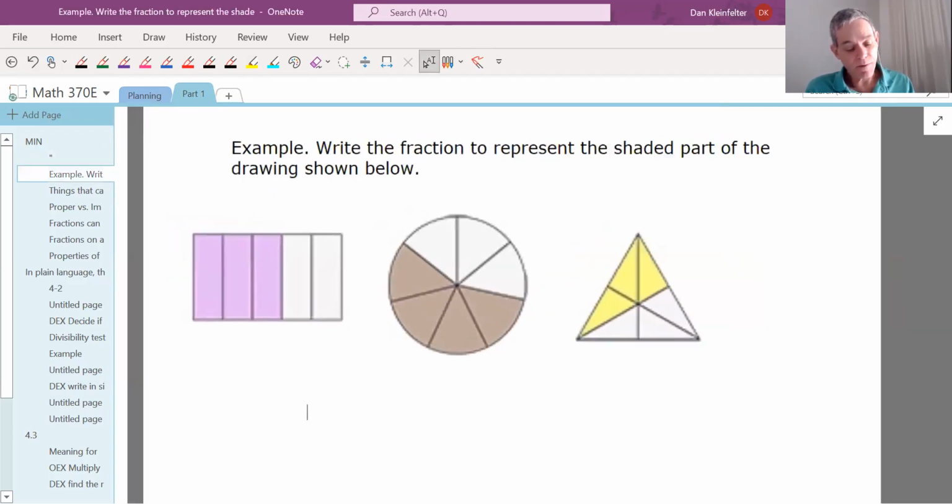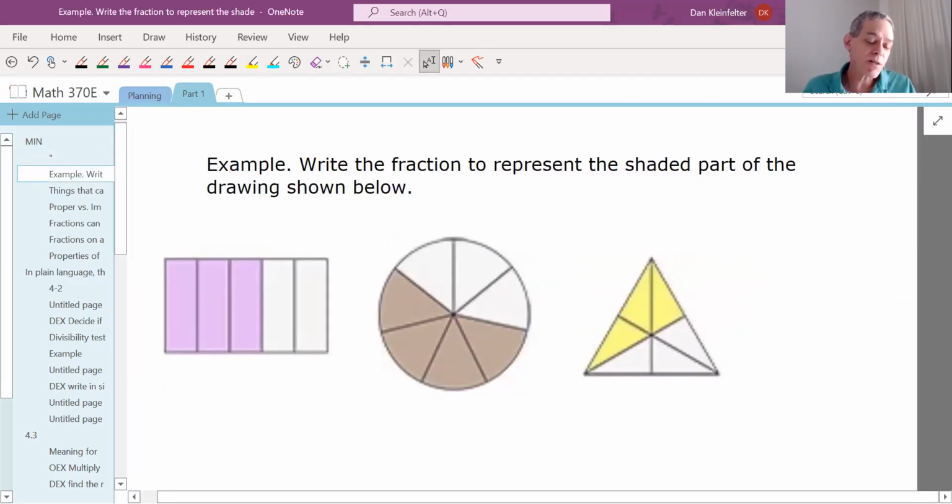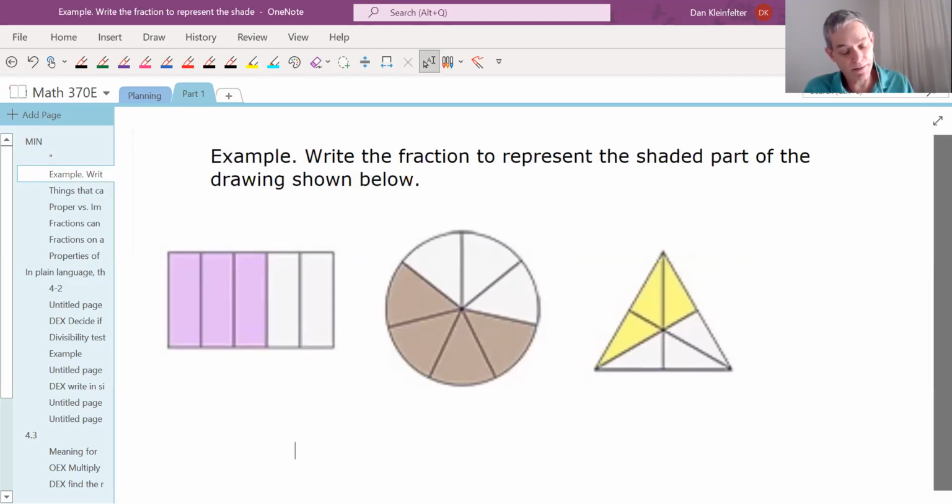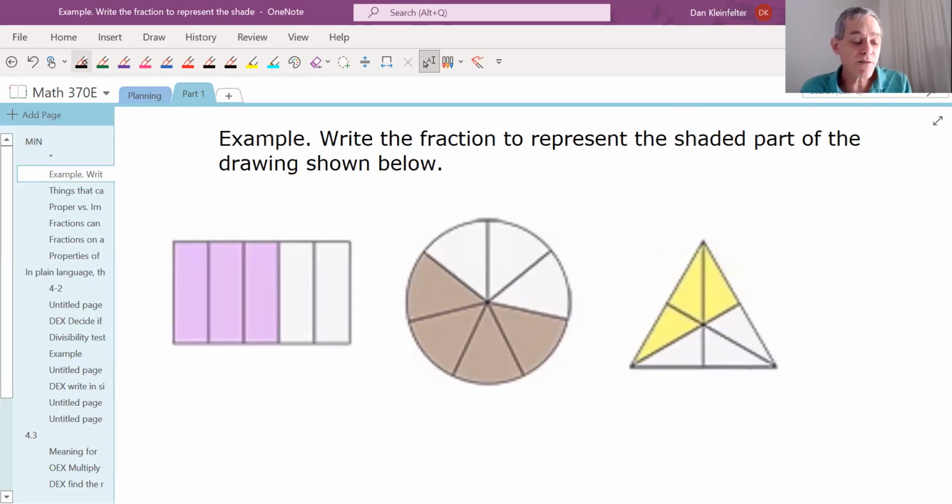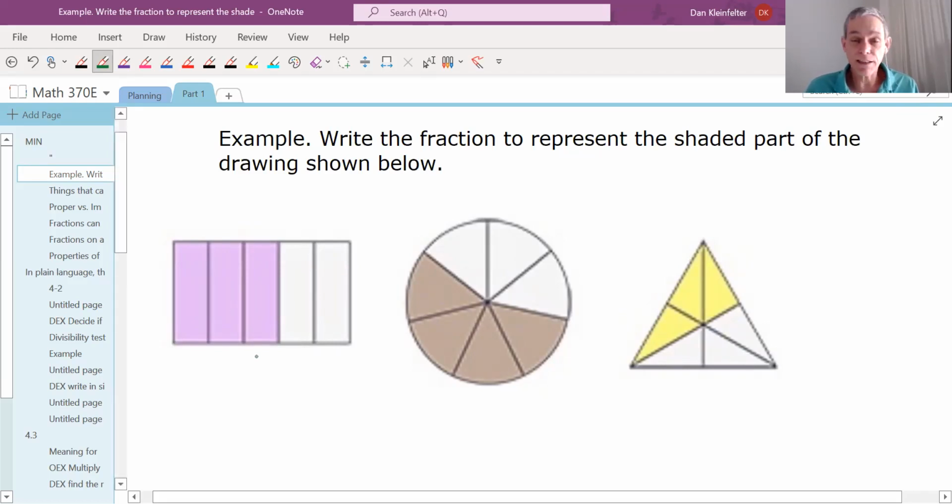All right, so here's a couple more examples. In each case, we want to write a fraction to represent the shaded part of each drawing. So at this point, pause the video and try to do each of these yourself, and then restart the video and see how you did. Okay, so now let's try each of these. For the first one with the rectangle with the purple shading, the whole is divided into 1, 2, 3, 4, 5 parts.